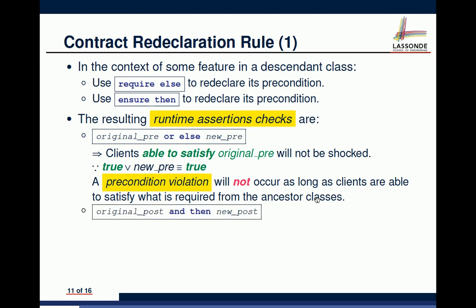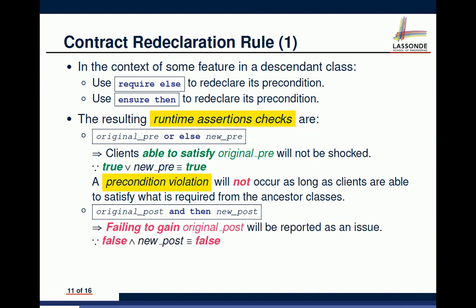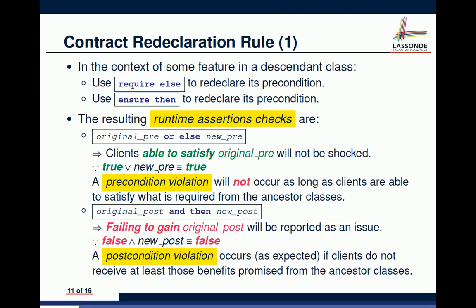What about the postcondition? We say it's going to be and then. Think about what happens if you already violate the original postcondition of the parent, even though you satisfy the postcondition in the child class. That means you're going to have false and then new post. For a conjunction, if you already got false, you get false. Failing the original postcondition, you get false, and something and false will just be false. It doesn't matter what the other thing is. You can read it through.